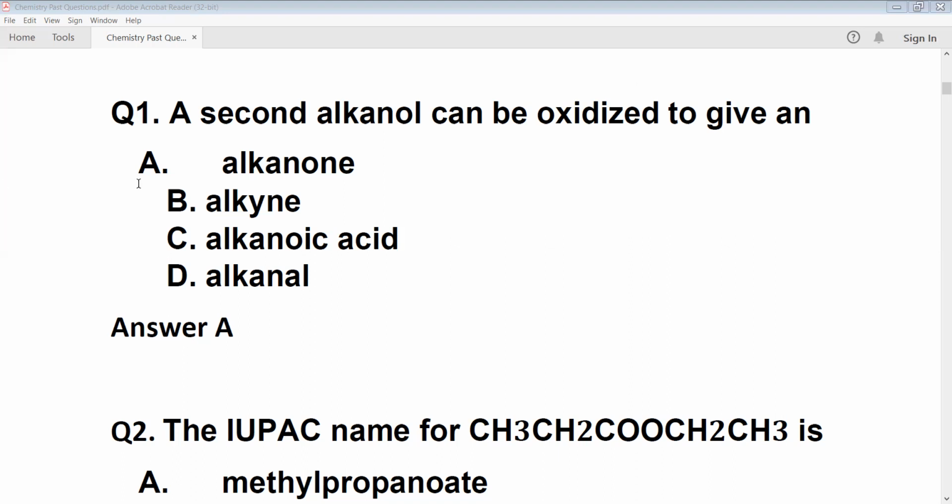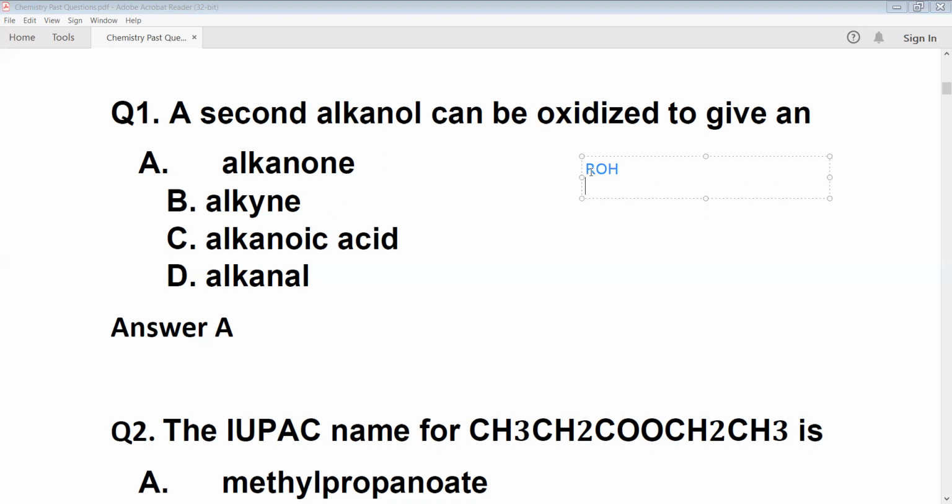If we look at these four options, they are all classes of organic compounds with different functional groups, so let's look at the functional groups. The question says secondary alkanol. What is the functional group of alkanol? Alkanol has a functional group of ROH. Whenever you see ROH, this indicates the functional group of alkanol. The R here stands for alkyl group, and alkyl groups are members of organic groups that come as a result of removing one hydrogen from an alkane.